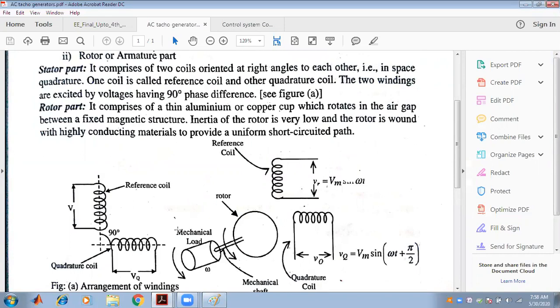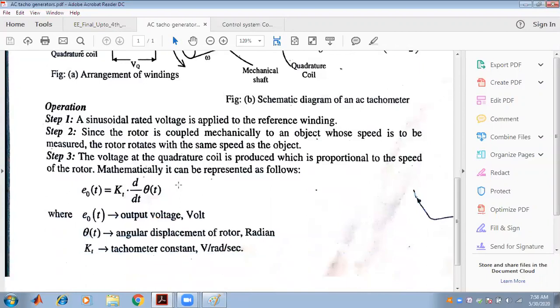We also know the concept of the air gap. Inertia of the rotor is very low and the rotor is wound with highly conducting material to provide a uniform short circuit path. So how is the operation done? A sinusoidal rated voltage is applied to the reference winding. Since the rotor is coupled mechanically to an object whose speed is to be measured, the rotor rotates with the same speed as the object. The voltage of the quadrature coil is produced proportional to the speed of the rotor. Mathematically, it can be represented as E0 equals Kt into d theta by dt, that we have already told. E0 is the output voltage in volt, theta is the angular displacement of the rotor in radian, and Kt is the tachometer constant, that is volt per rad per second, that we have already known.